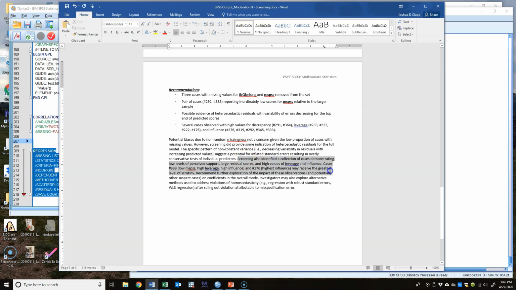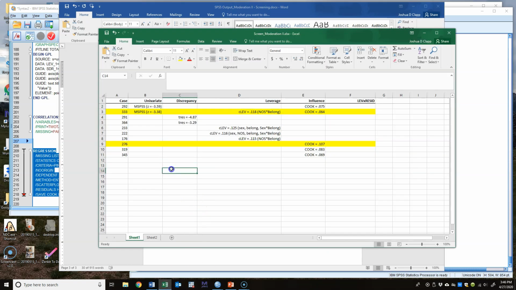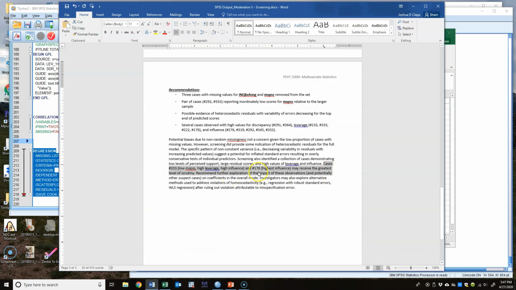And then going through and identifying that we did have a lot of cases come up in terms of discrepancy, leverage, and influence. Cases 333 and 276 as potentially the greatest scrutiny. I recommend looking at the impact of these on your overall coefficients.